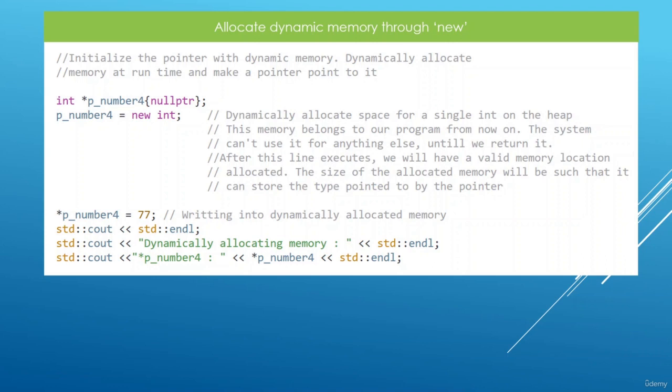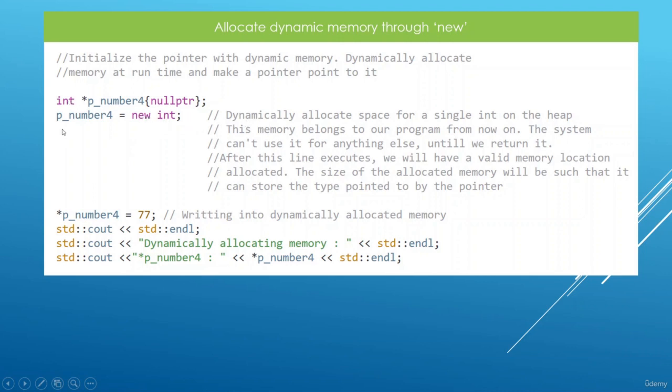The first thing we want to do is to set up a pointer that is going to be pointing to that heap allocated memory. The way you do that, you set up a pointer. Here we have p_num4. We initialize it with nullptr. But what we do to allocate memory is the second statement here. We say p_num4 equals new int.